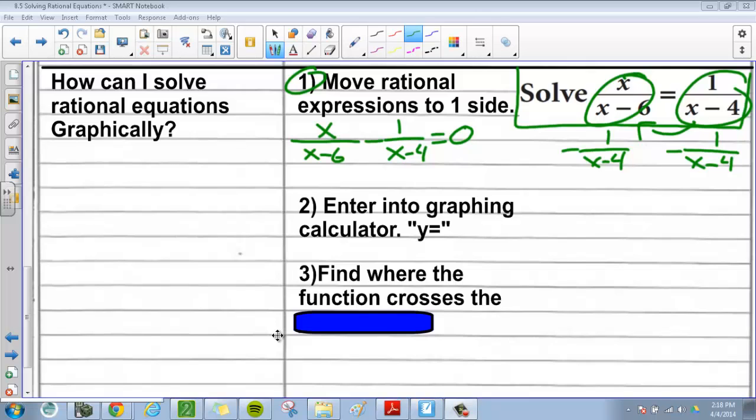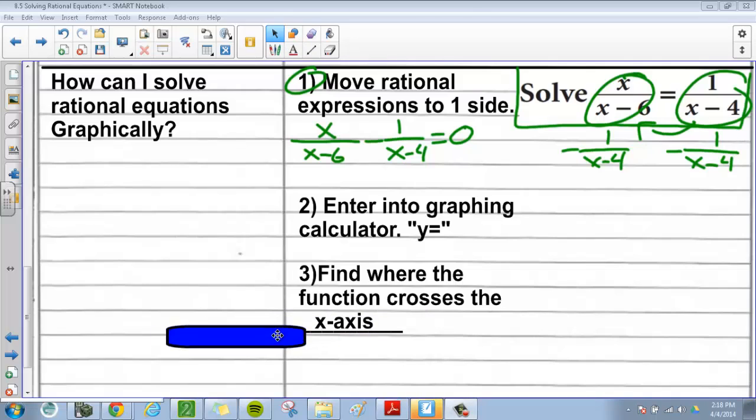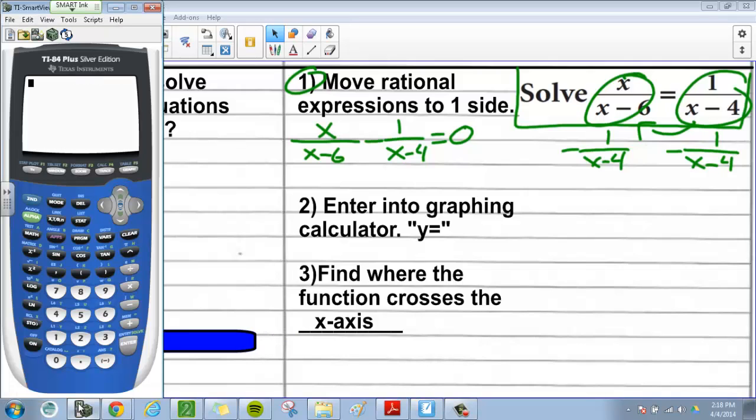So now that we have it set equal to 0, we can graph this. We're going to graph it by entering it into the y equals, and then the third step is we're going to find where it crosses the x-axis. Once we find where it crosses the x-axis, we've found our solutions. Isn't that nifty? So let's bring up our graphing calculator right here.